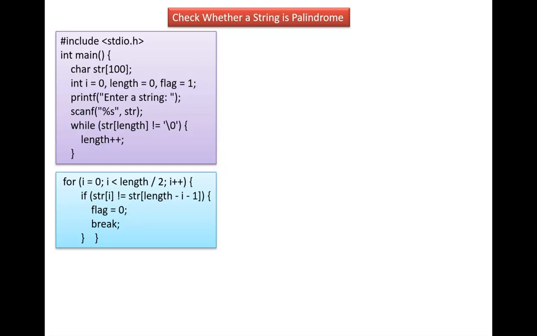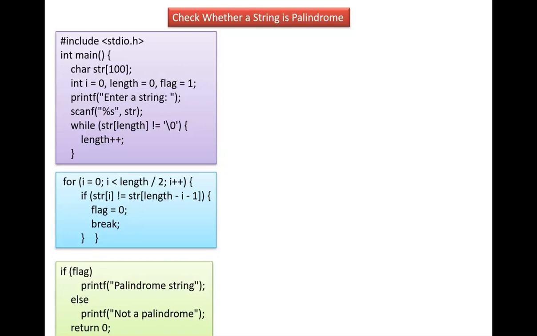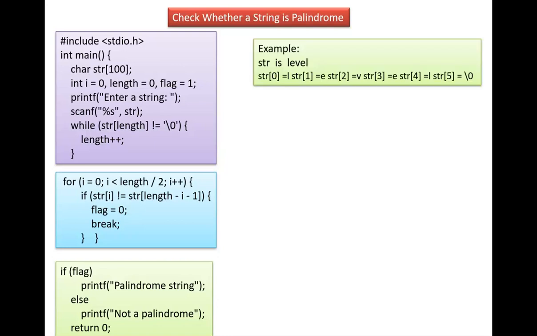So that is the core part of the for loop. So after checking, flag is set to 0 and we are breaking the loop. If flag is true, then it is a palindrome, else it is not a palindrome. So let us look into an example to understand better. I take str as level, L-E-V-E-L, which is a palindrome, right?